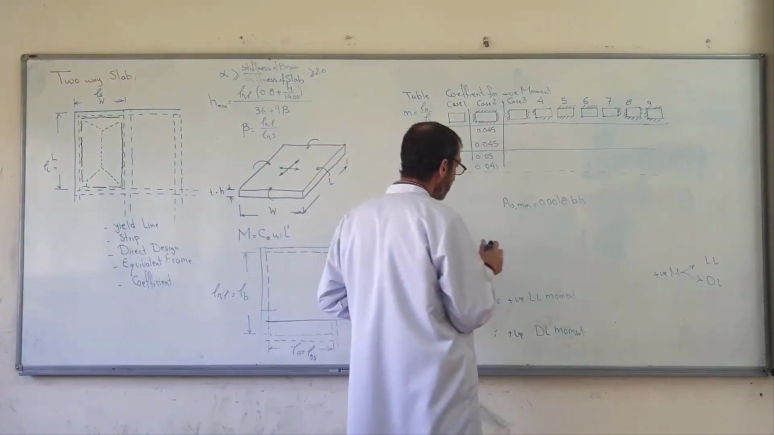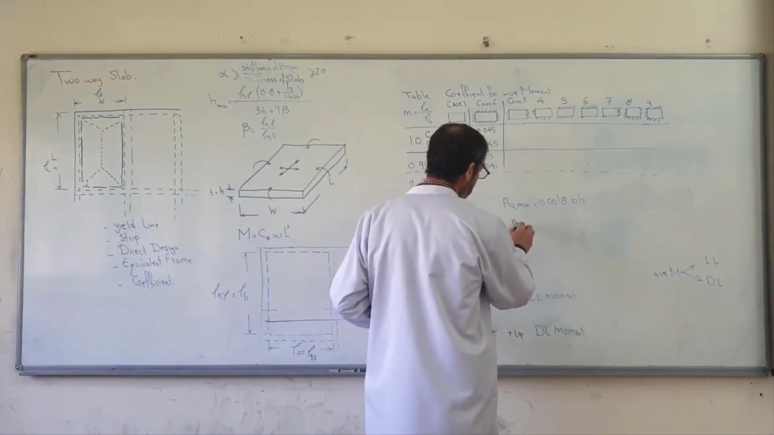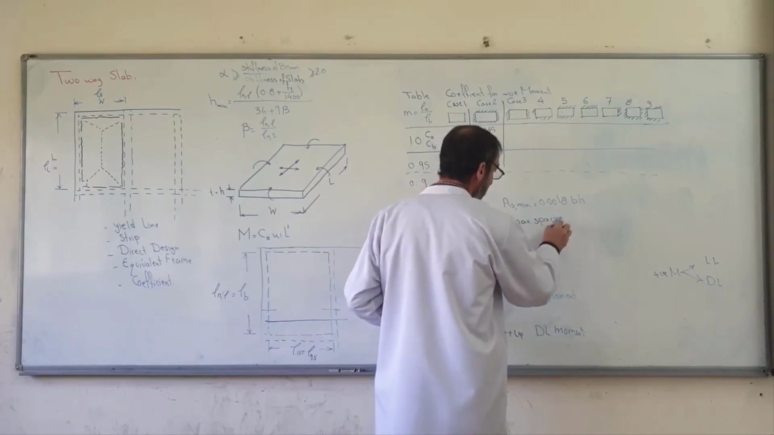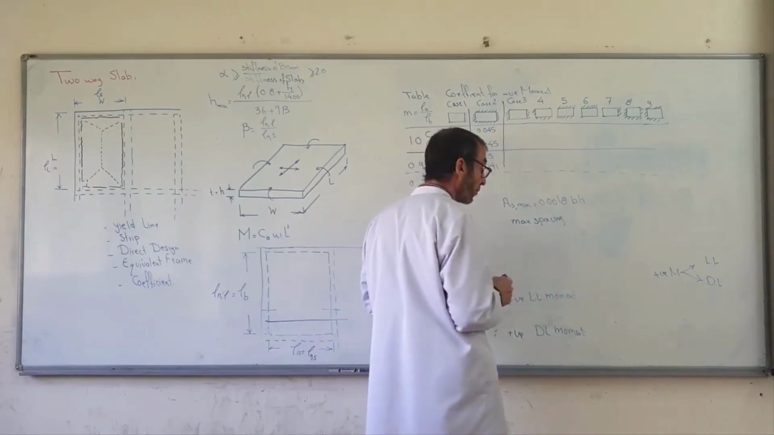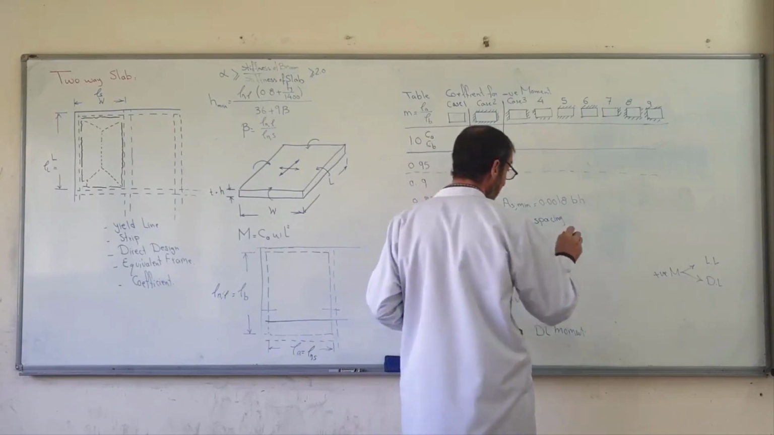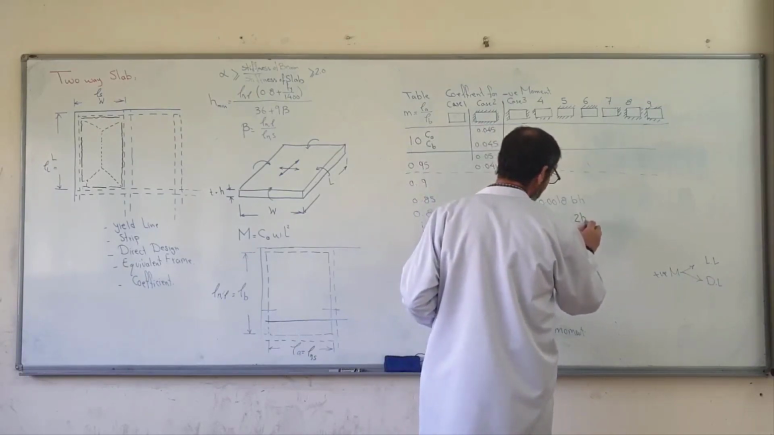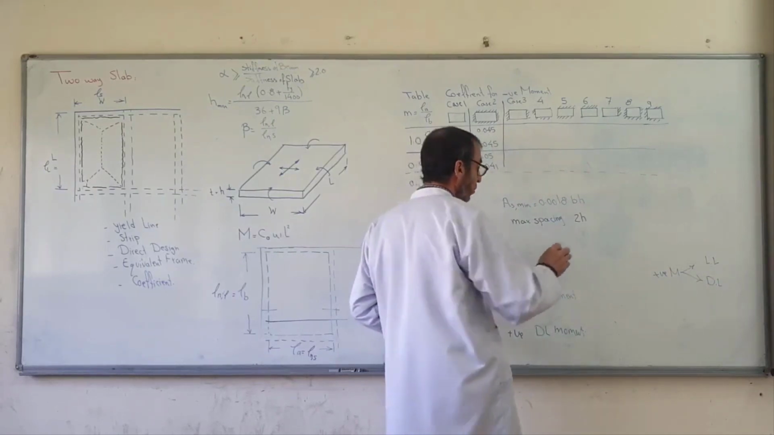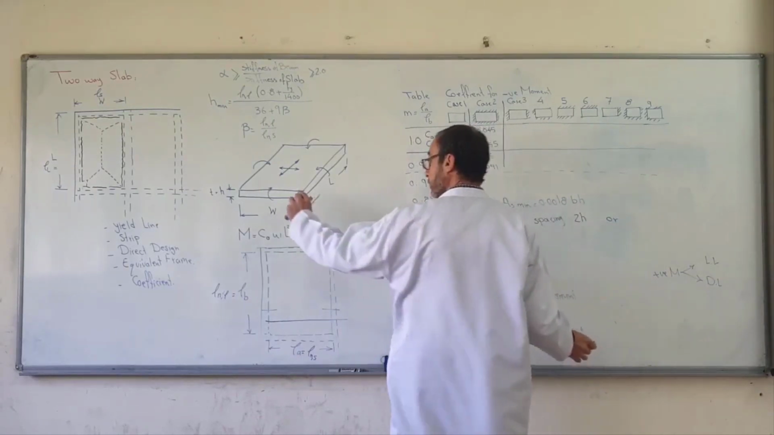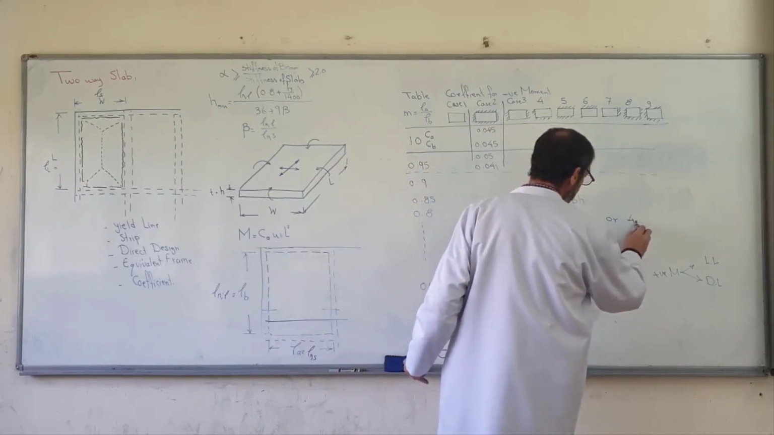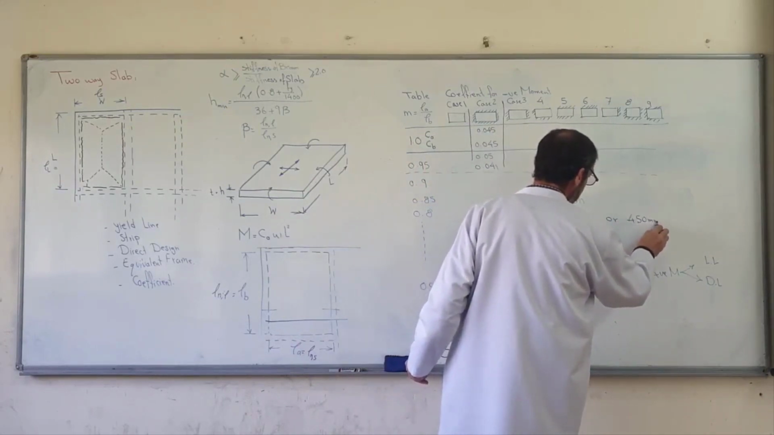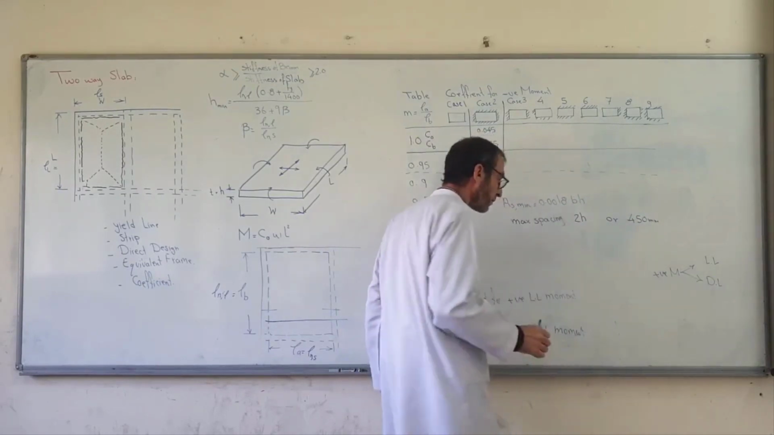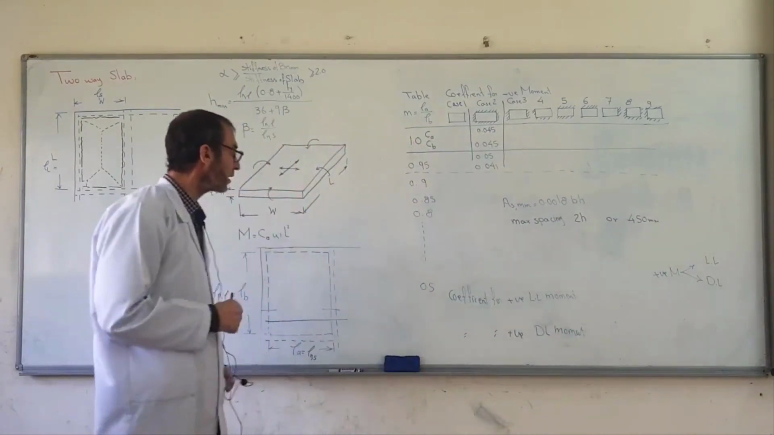The second is the maximum spacing between the bars. In a two-way slab, the spacing must not be more than 2h, where h is the thickness of the slab, or 450 millimeters. Maximum spacing must not be more than 2h or 450 millimeters.